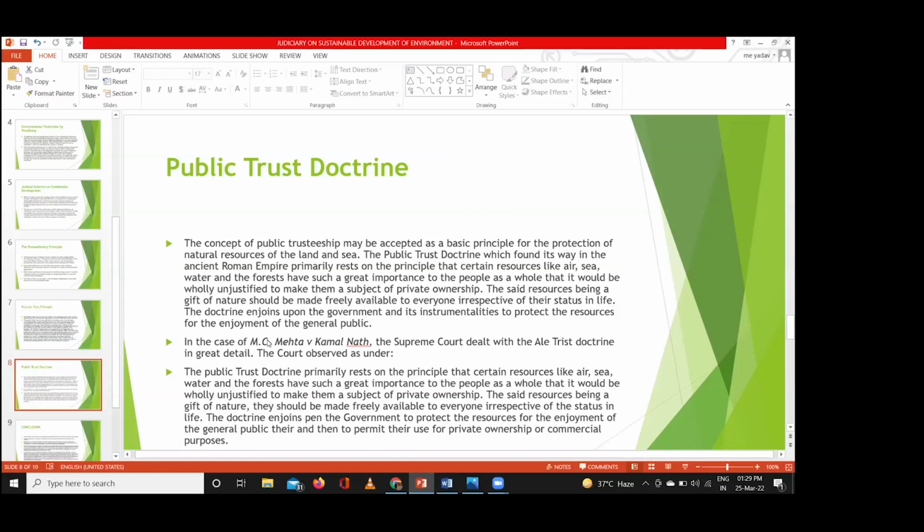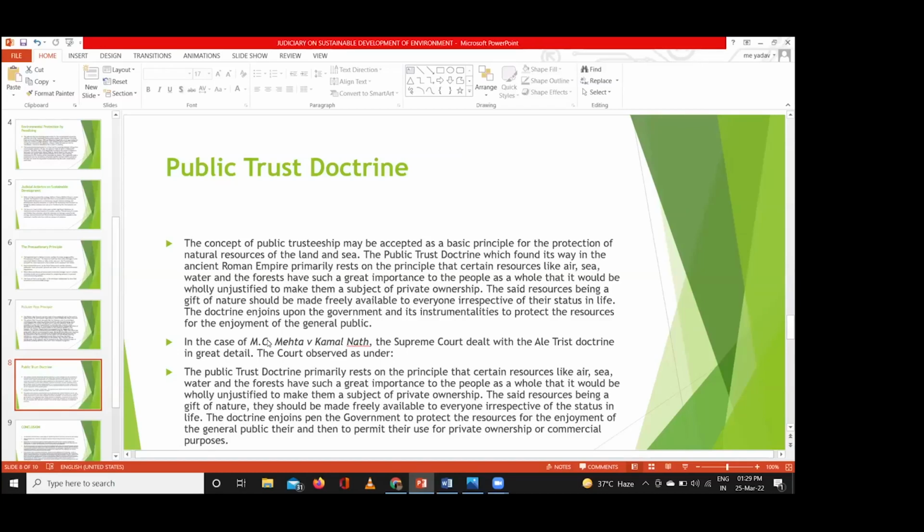In the case of MC Mehta versus Kamal Nath, the Supreme Court dealt with the public trust doctrine in great detail. The court observed that the public trust doctrine primarily rests on the principle that certain resources like air, sea, water, and forest have such great importance to the people as a whole that it would be wholly unjustified to make them a subject of private ownership. The said resources, being a gift of nature, should be made freely available to everyone, irrespective of their status in life.